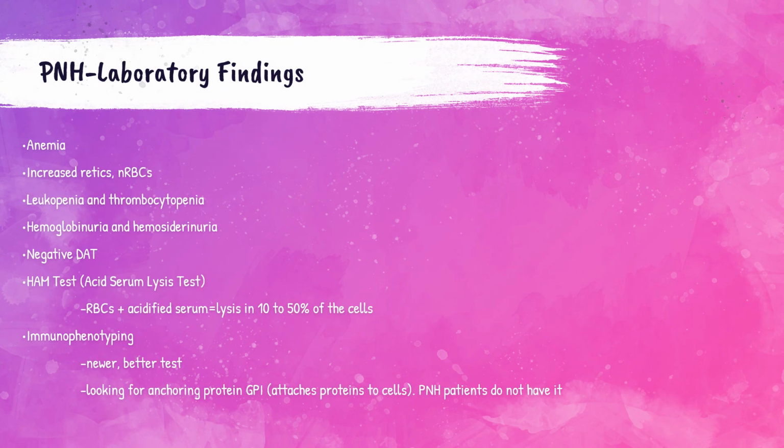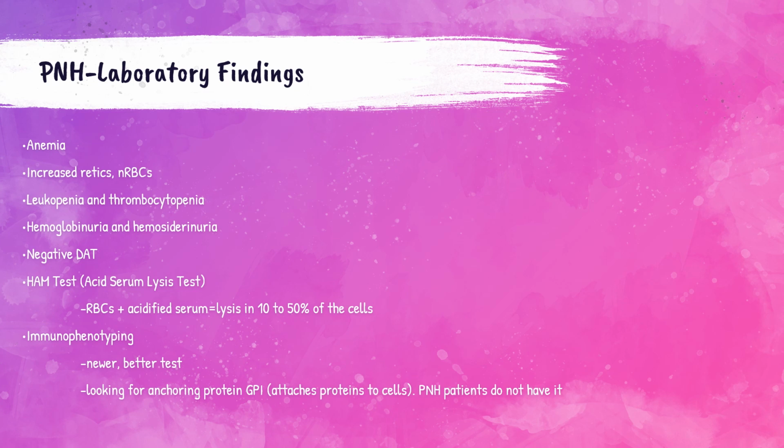Patients that have paroxysmal nocturnal hemoglobinuria, of course, will have anemia. The red cells will be lysing prematurely, causing hemoglobin and possibly hemosiderin in the urine. Because the bone marrow is going to be trying to compensate, you can see increased nucleated red blood cells and reticulocytes in the peripheral bloodstream. Patients will have a negative DAT test because this has a non-immune etiology.